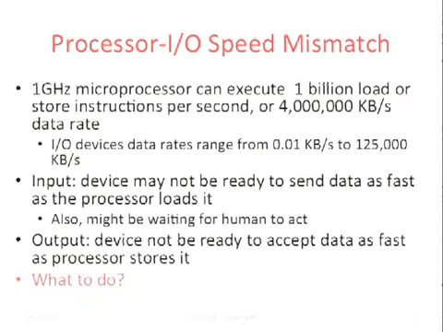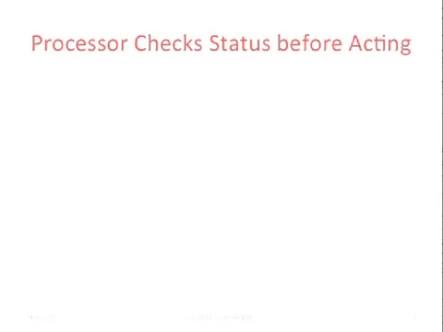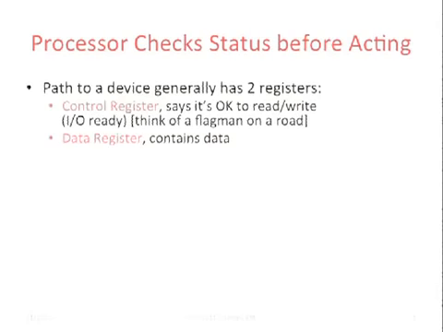Okay? So you've got the processor that's potentially able to chew through all this data. The devices run at their own speeds, and you have to match those. So what do we do? Well, we're going to come up with two ways of dealing with this. We'll talk about the first one today, and we'll talk about the other one on Wednesday. So the first one is basically to have the processor check that everything's okay before it does anything.